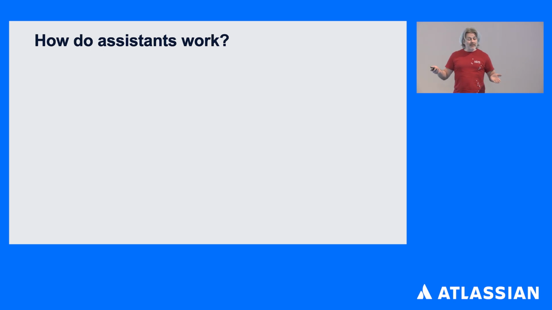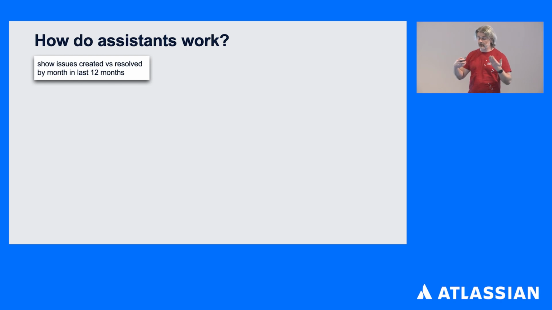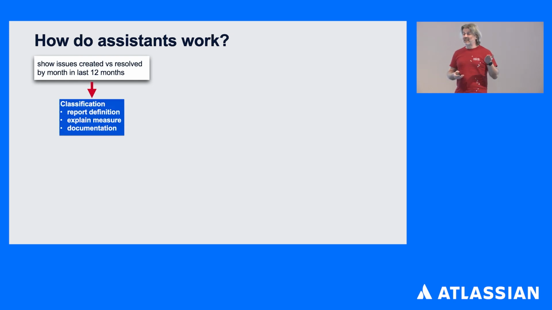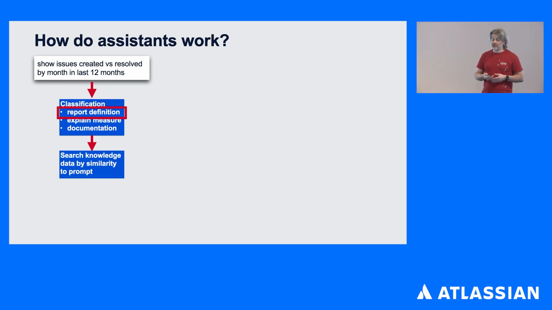So how do these assistants work? At first, when the users send the prompt with what they would like to see, for example, show issues created versus resolved by month in last 12 months, we do the initial classification of the prompt, and we have some categories. Either it's a report definition, or they would like to explain some standard measure, or they are just doing a general documentation search. And based on this classification, we do different further actions. So if it's a report definition, then we do the knowledge search by similarity to the prompt.